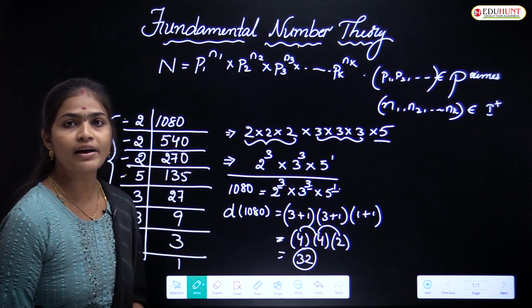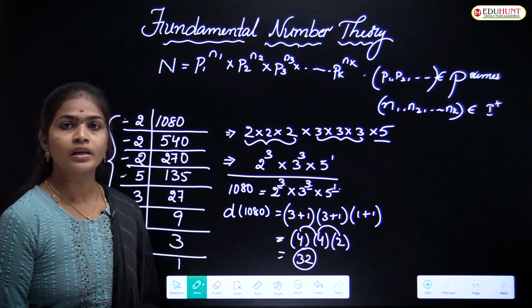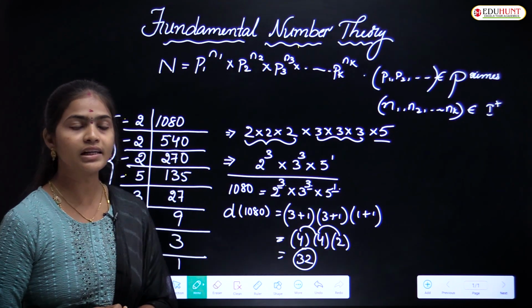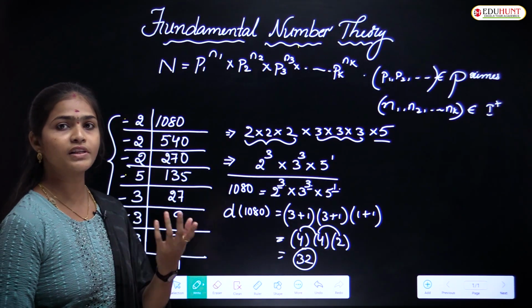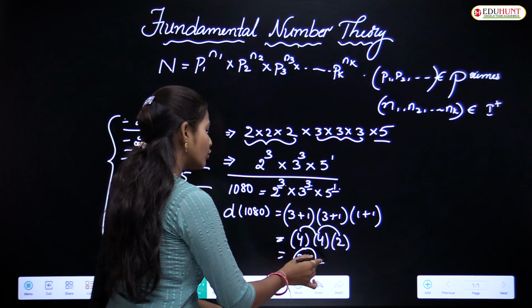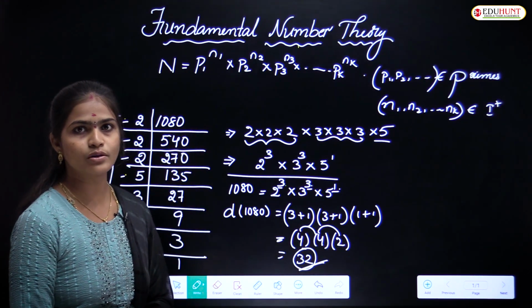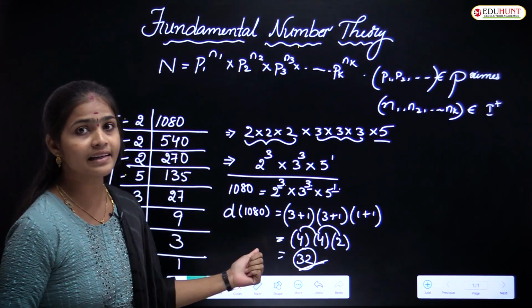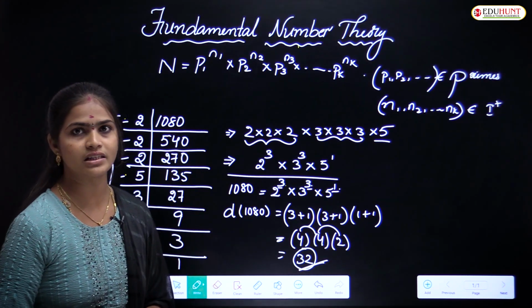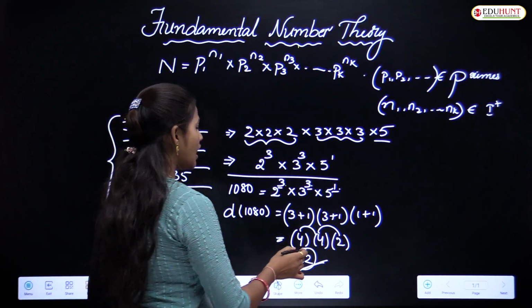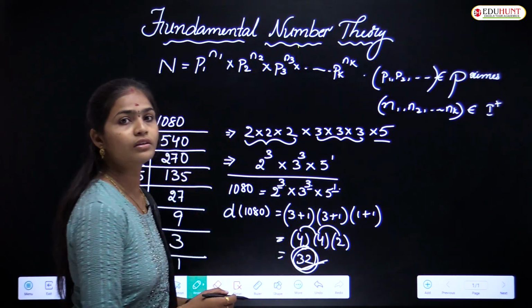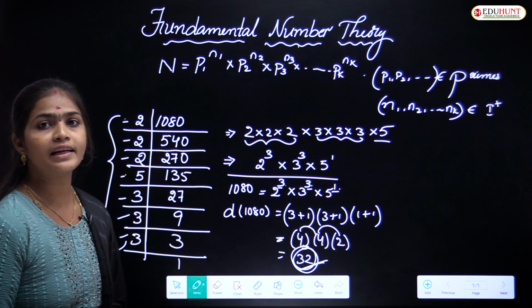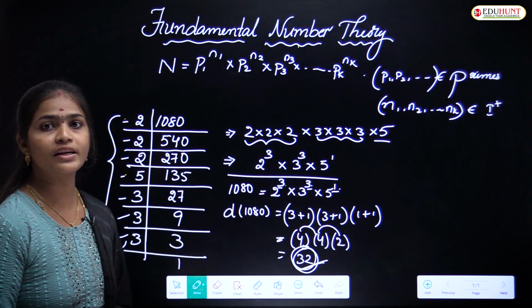Okay. So how many factors are there for 1080? If you have doubt, then you can check the factors of 1080. After that you count them, you will get 32 factors. Just take it as homework, and if you want to know whether it is correct or not, then you can check. So how many factors are there in all for 1080? That is 32 factors, 32 divisors.